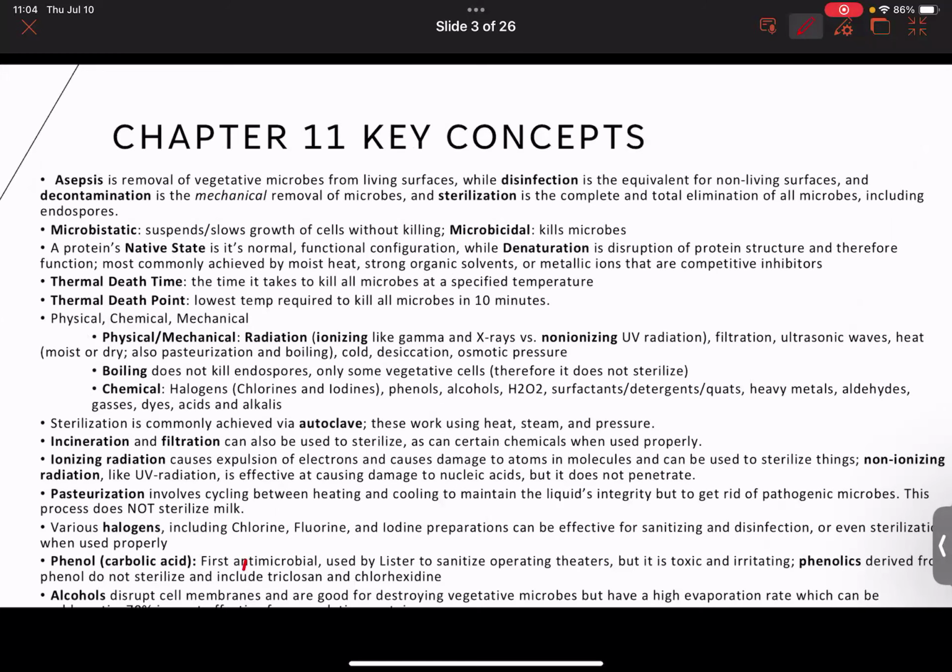Okay, so asepsis versus disinfection versus decontamination versus sterilization. All right. Asepsis is on living surfaces. So skin, if you're prepping your patient's arm with an alcohol pad, that's asepsis. Also known as antisepsis. Those are interchangeable terms. And an antiseptic falls into that category, okay? All right, disinfection is for non-living surfaces.